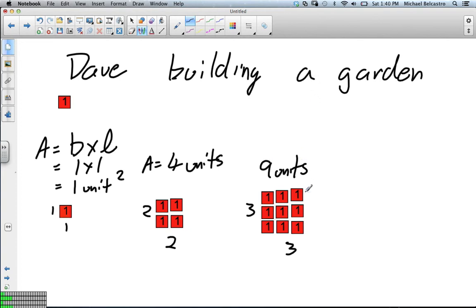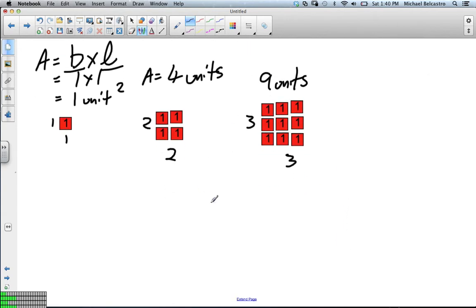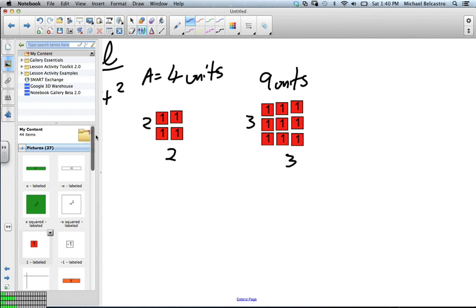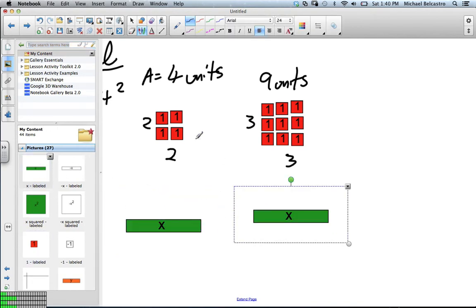How can we represent his unknown amount? He doesn't know how long his base is going to be. He doesn't know how long the length of this is going to be. How can we represent that with the tiles we have? We can use the positive x squared. Okay, great. Let me just pull it out from here. I forgot they're right here. So let's do that. I'll pull out 2 of these.